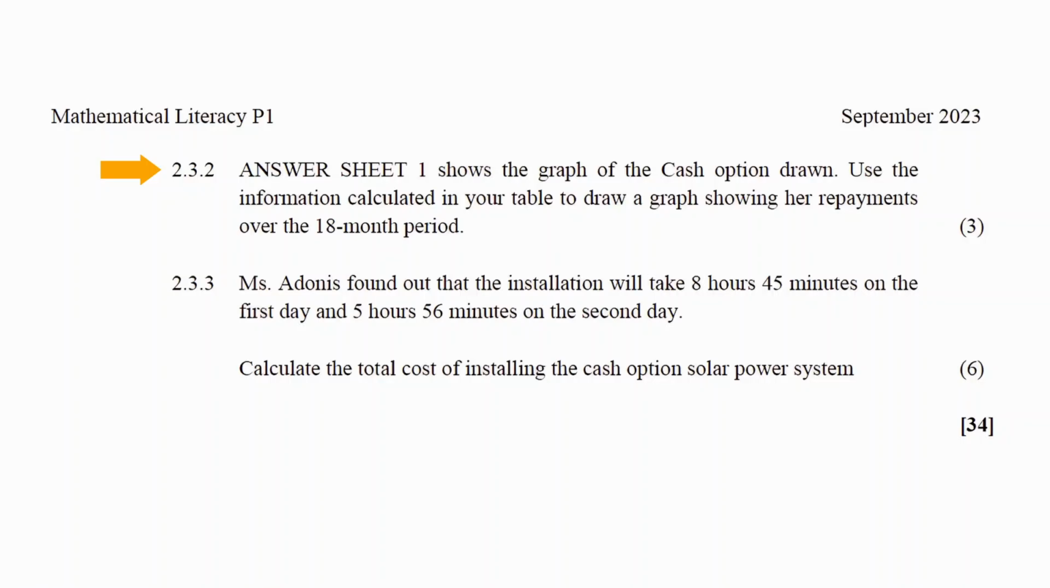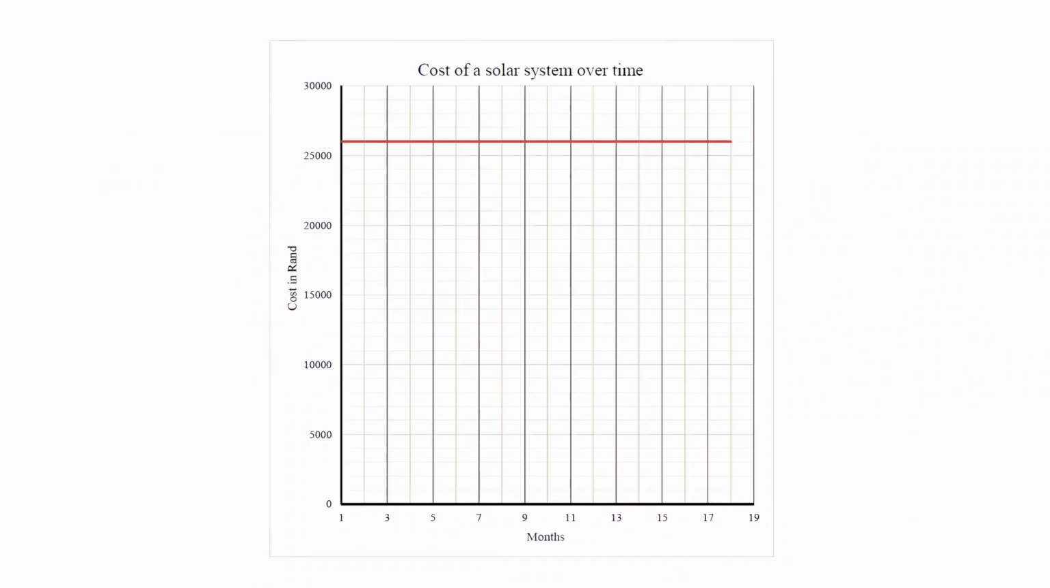Question 232 states that answer sheet 1 shows the graph of the cash option drawn. You have to use the information calculated in your table to draw the graph showing our repayments over the 18-month period. To draw the rent-to-own option, you're going to have to plot at least 2 points. Now the first of the 2 points must be the starting point, and the second point can be any point you choose from the table. We will then join and extend these points in a straight line to form the graph that represents the rent-to-own option over the 18-month period.